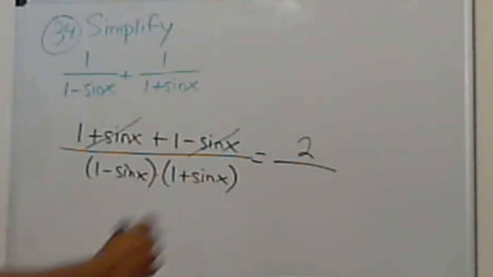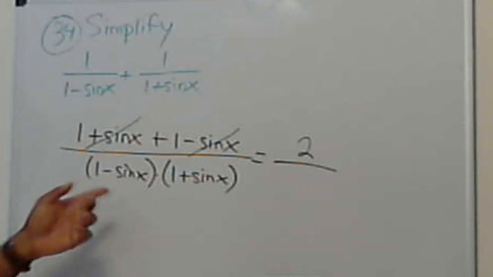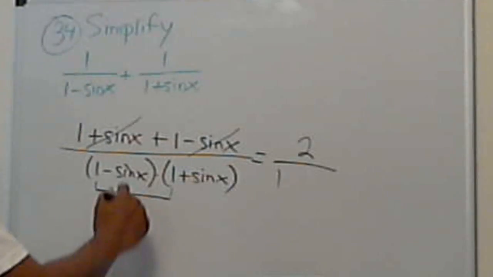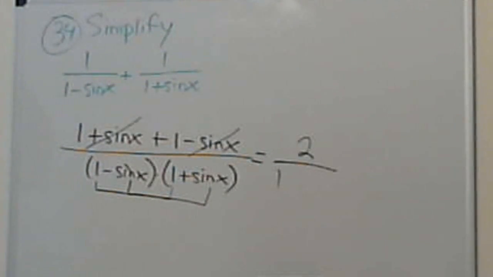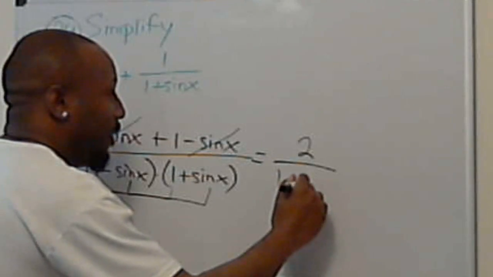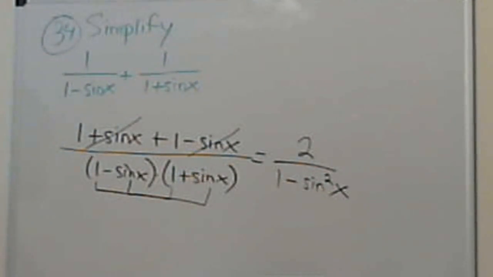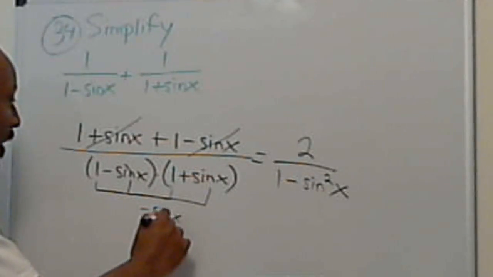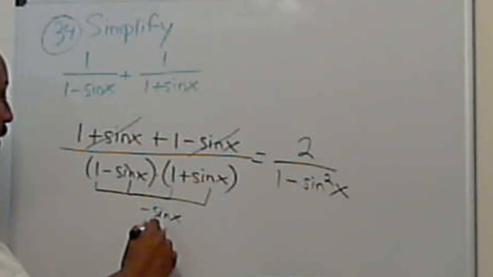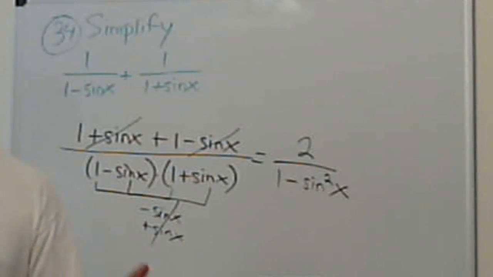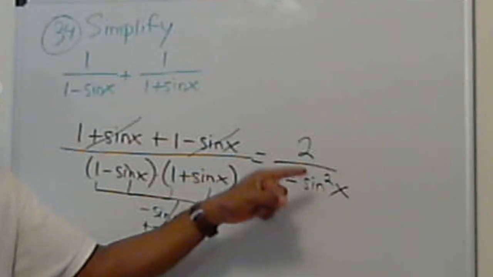The bottom, what I can do is I can use the nice FOIL method or the distributive property, however you want to interpret this. I'm going to get 1 times 1, which is 1. Negative sine x times positive sine x is negative sine squared x. And the middle terms, what's going to happen is I have a negative sine x, and then here I have a positive sine x. Negative sine x, positive sine x, they become 0. Opposites cancel out. Alright, so I'm left with 2 over 1 minus sine squared x.